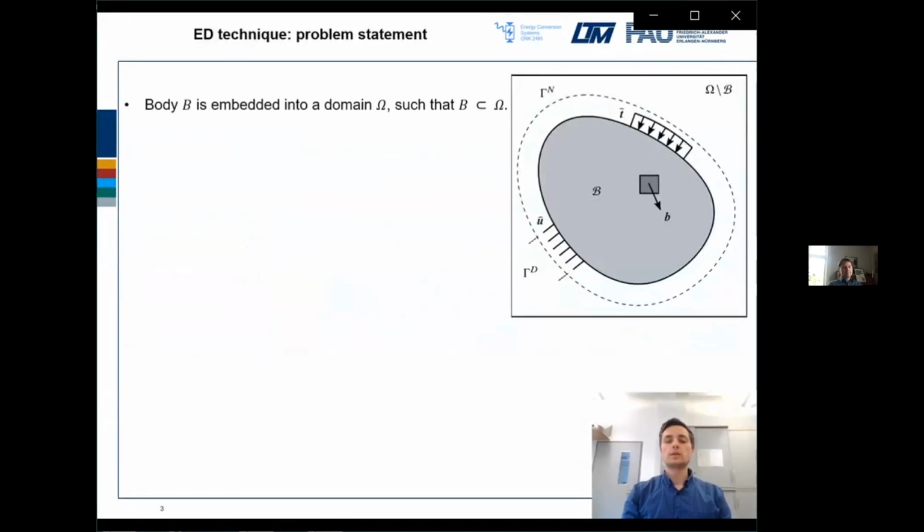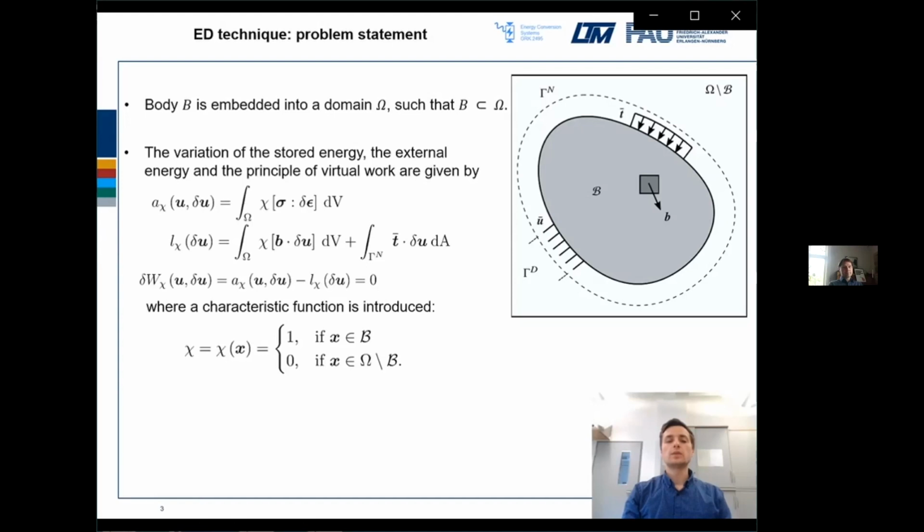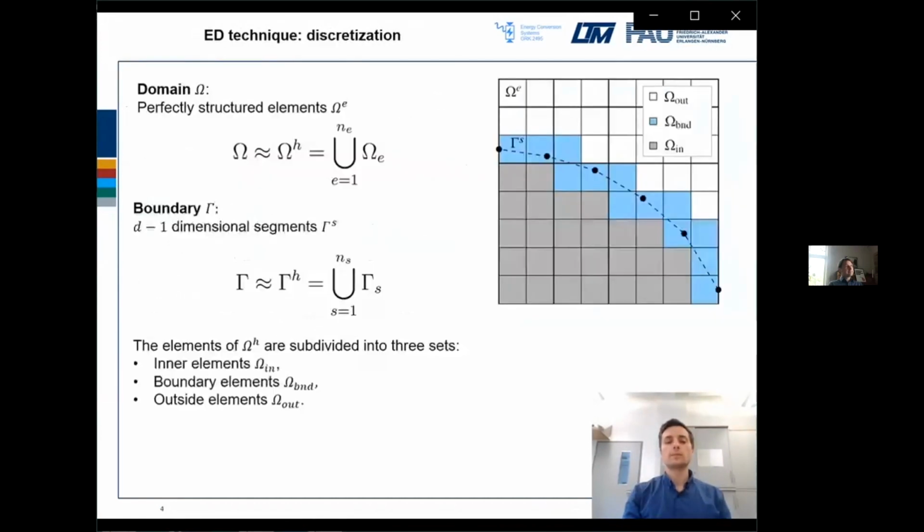The main feature of the embedding domain method is that the simulated body B is embedded into a larger computational domain omega. The key modification to the bilinear and linear forms is the introduction of a characteristic function He, which indicates whether any point x in the domain belongs to the body or not. Upon discretization of the embedding domain using finite elements, we group them into 3 sets: inner, boundary, and outside elements.